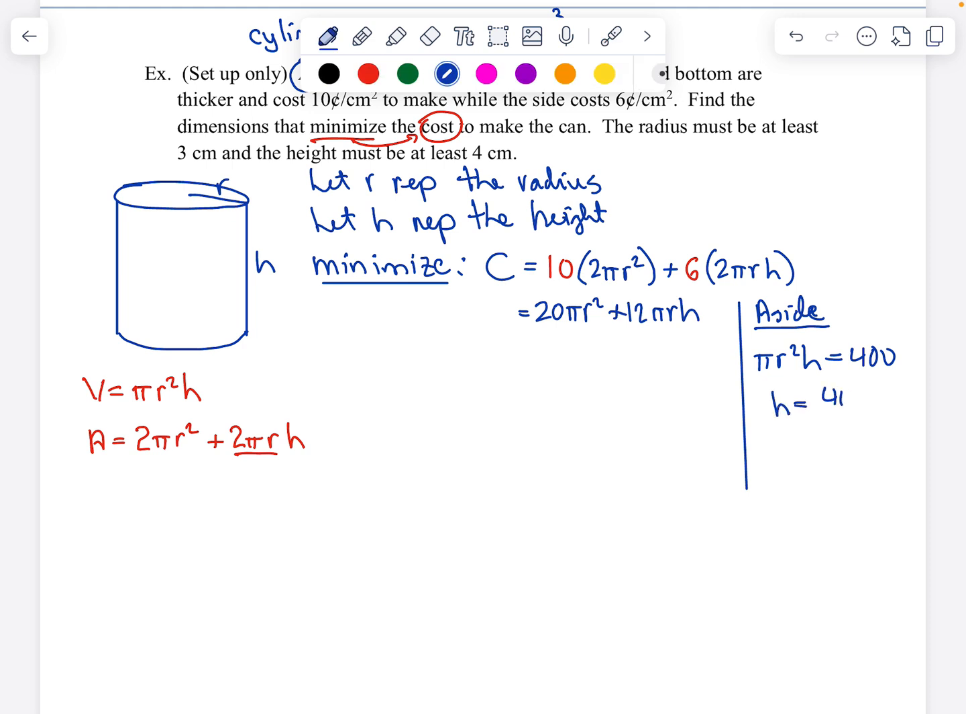So h is 400 over pi r squared. So if I substitute that into the equation, we actually now have that the cost in terms of the radius, so we'll have only one variable now, is 20 pi r squared plus 12 pi r, and in place of that h, I'm going to put 400 over pi r. Sorry, pi r squared. Missed that squared the first time.